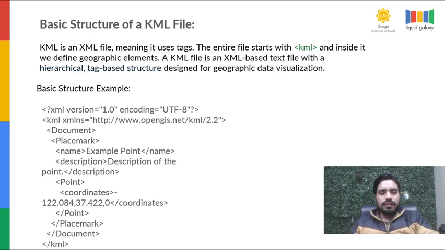In this XML, we define a document and then we define a placemark. Basically, with the help of this example, we display a placemark on Google Earth by specifying the coordinates. We discuss placemarks further in this presentation. So I hope you get an idea of the basic structure.